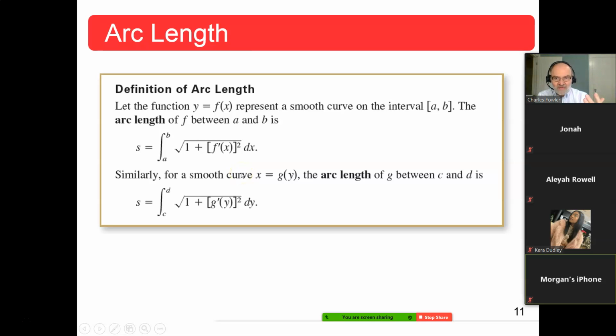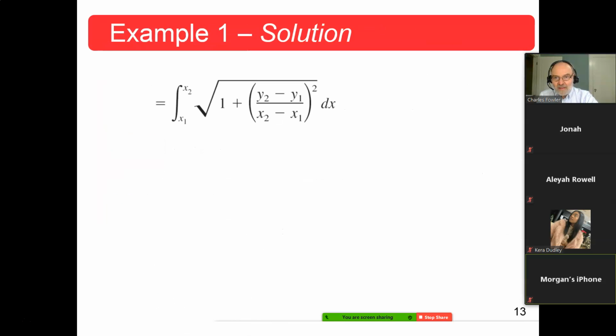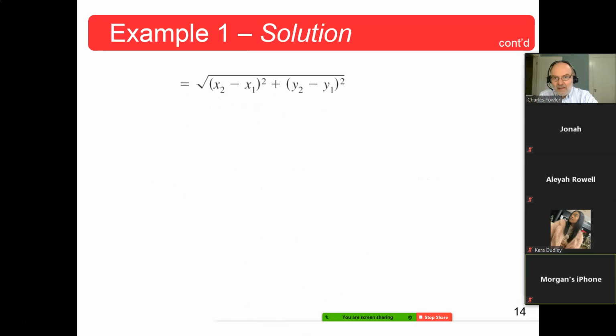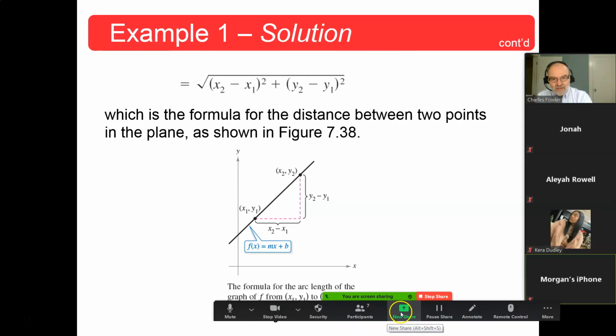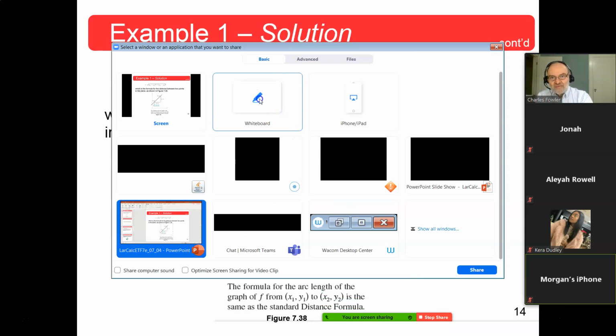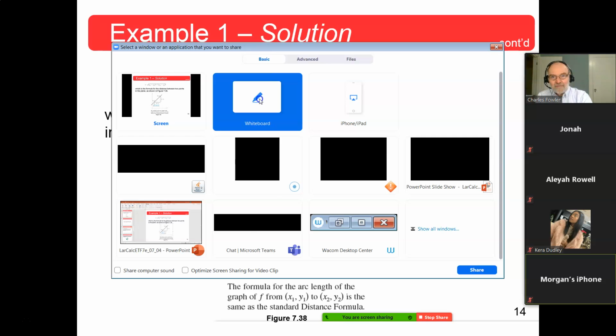Now, if you had it defined the other way, x is a function of y, g of y, then the arc length between c and d on the y-axis would have been the integral from c to d of the square root of 1 plus g prime of y squared dy. So there are our formulas for arc length. So let's get back to where we were. Okay, that's where we left off. So now we'll go back to the whiteboard. So all of you have that firmly in your mind now.